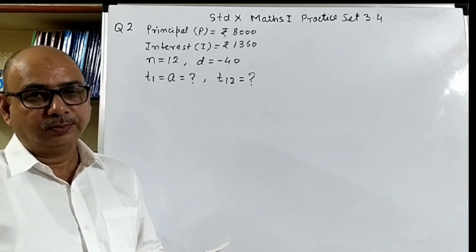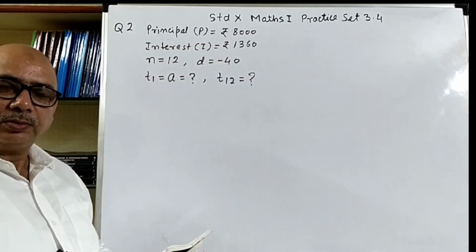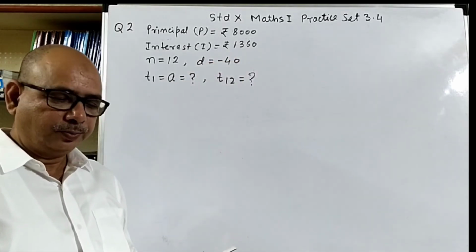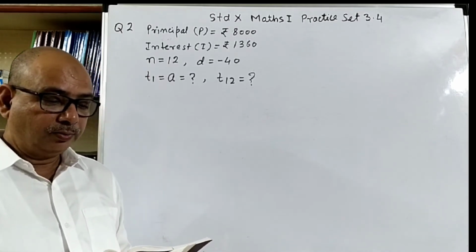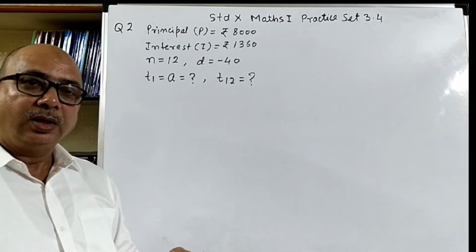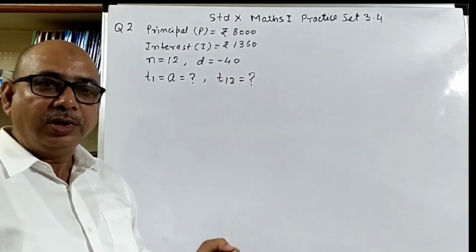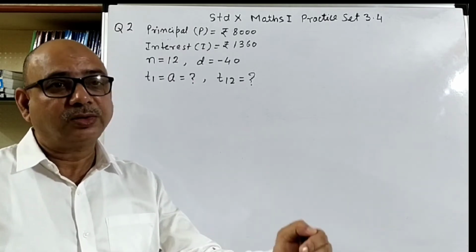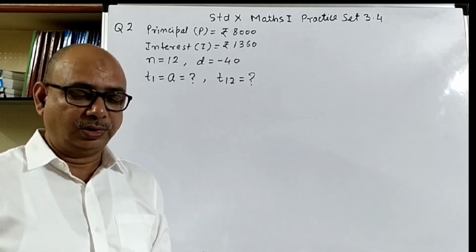12 monthly installments. That means the principal amount P is equal to 8,000 and he pays the interest of 1,360 rupees in 12 monthly installments. That means n is equal to 12. Each installment being less than the preceding one by 40. The next installment will be less than the preceding one. That means the value of D will be minus 40. Reason being that the value of the next term will be less than the previous by 40. It will be minus 40.